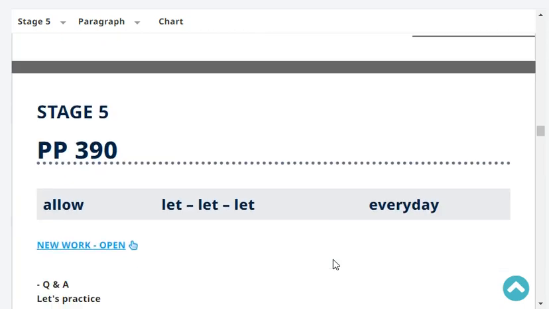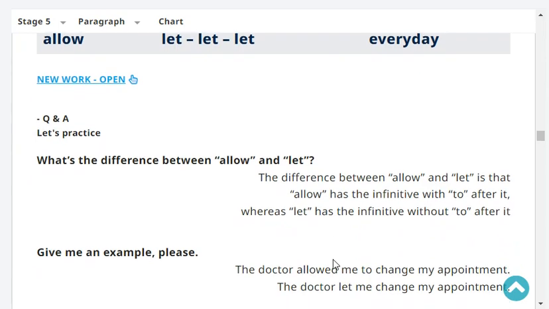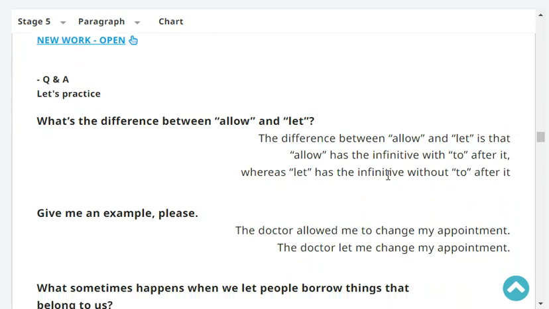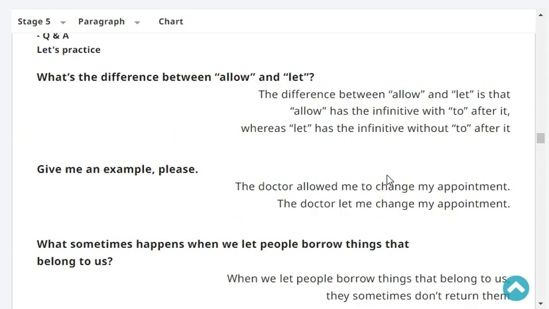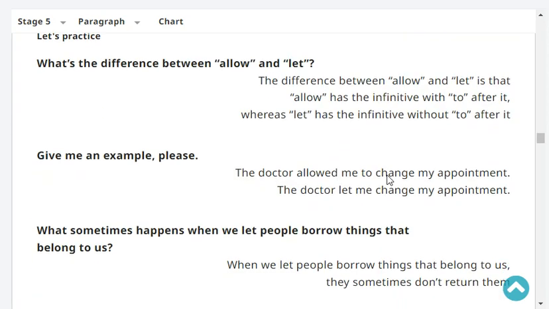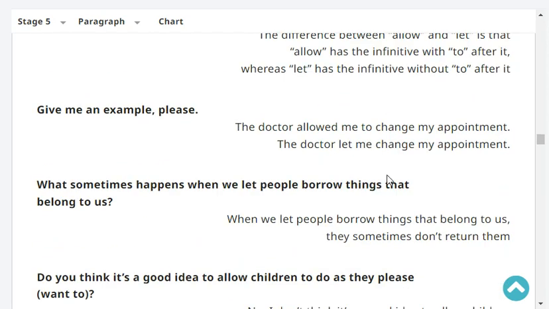Okay, here we go. So what's the difference between allow and let? The difference between allow and let is that allow has the infinitive with to after it, whereas let has the infinitive without to after it. Give me an example, please.